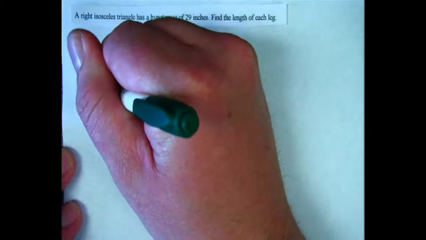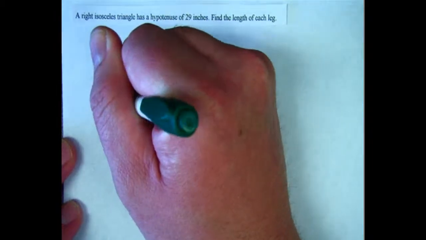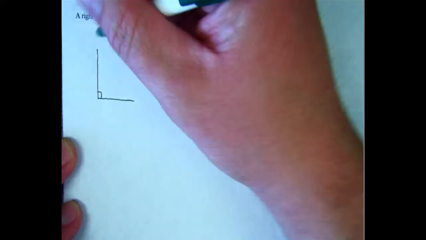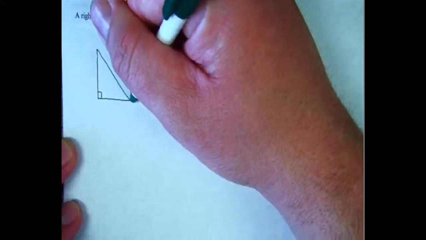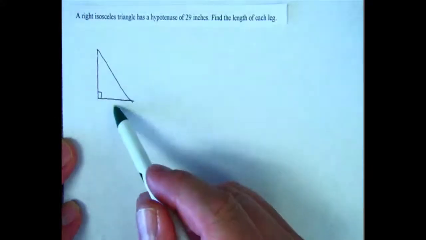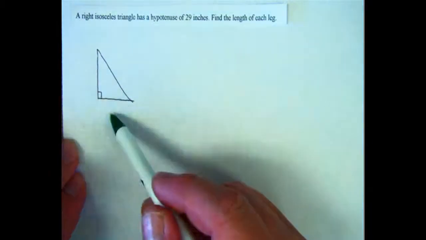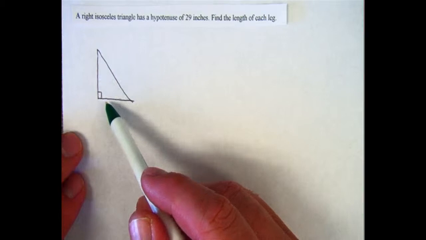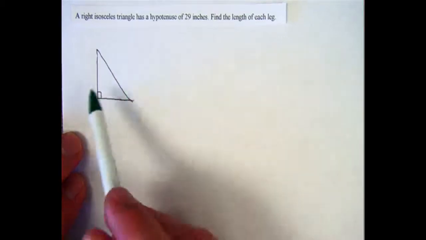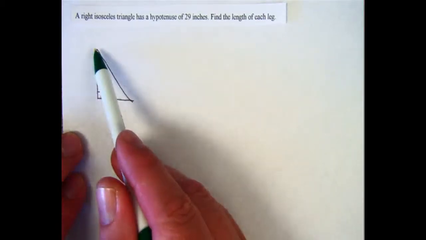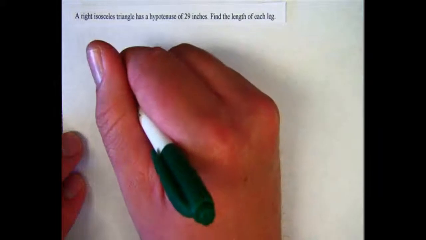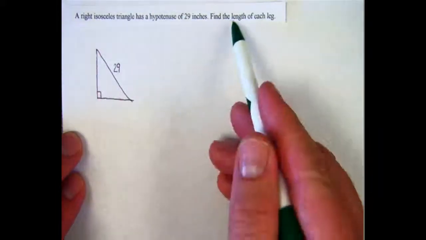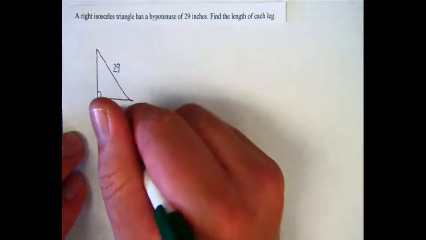A right triangle is just a triangle with a right or 90-degree angle in it, that looks like that. And an isosceles triangle means that each one of the legs, remember the legs are the two shorter sides, each one of the legs of the triangle has the same length. And the hypotenuse, which is the side directly across from the right angle, the longest side, has a length of 29 inches. And the thing is, we don't know the length of each leg, so we'll call that x.